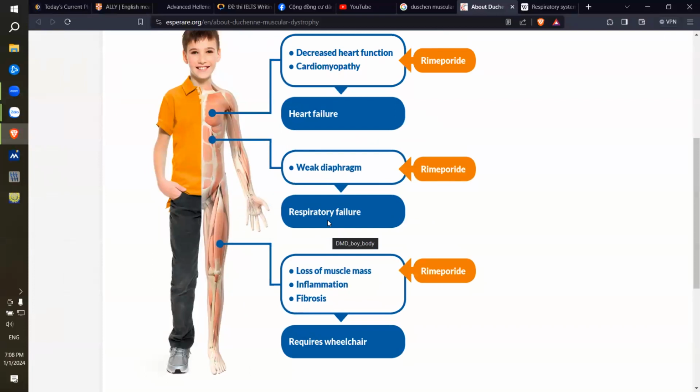Eventually, your muscle dies slowly. So it decreases heart function. Cardiomyopathy, myo means muscle, cardio means heart. So basically, it's weakening of the muscle of the heart.